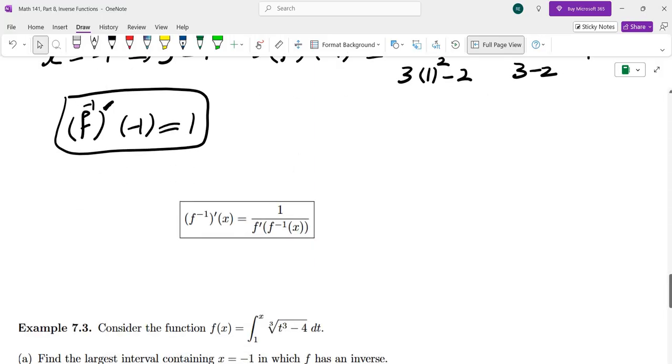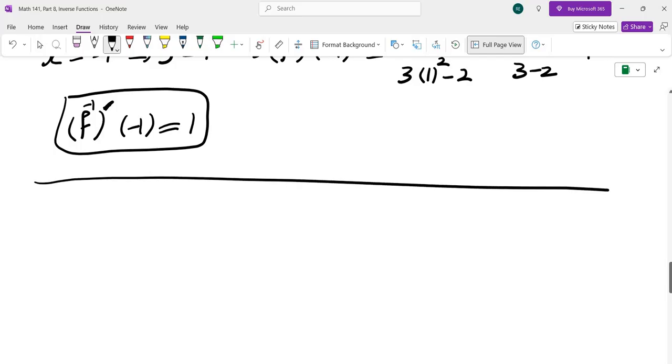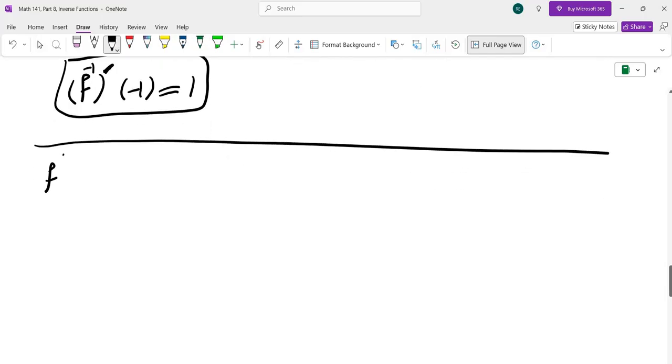So we can find the derivative of f inverse by using this formula. Let me explain why this formula works. Let's say f inverse of x is equal to y. We will take this and rewrite it in terms of f. We get f of y equals x.